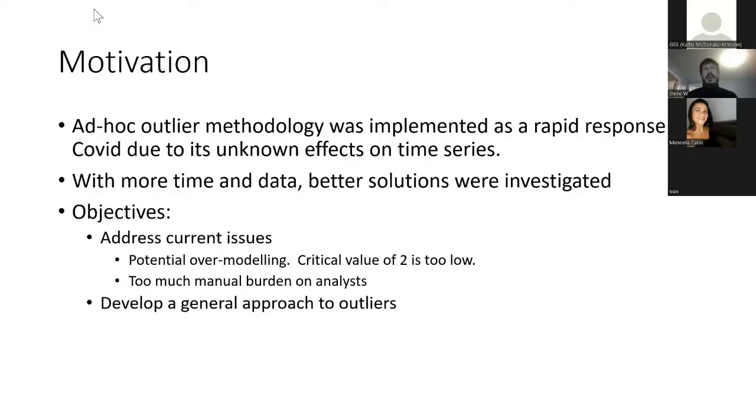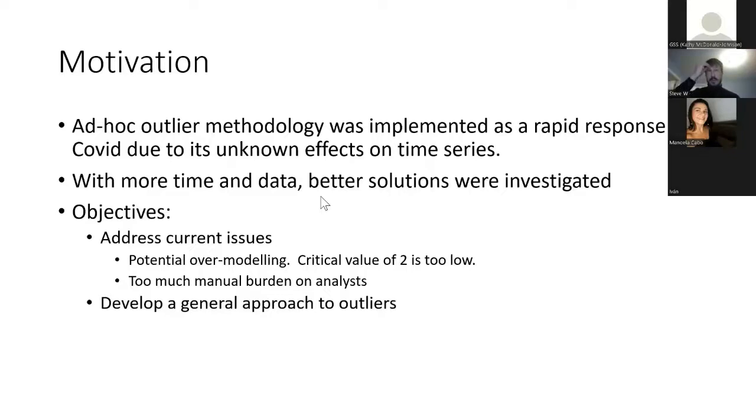So we did a significance test each new period, and if the T statistic was above the critical value of 2, then we put an AO in it. So it was very manual, and it worked well. But now we've got a lot more time and data to revise what we've done.